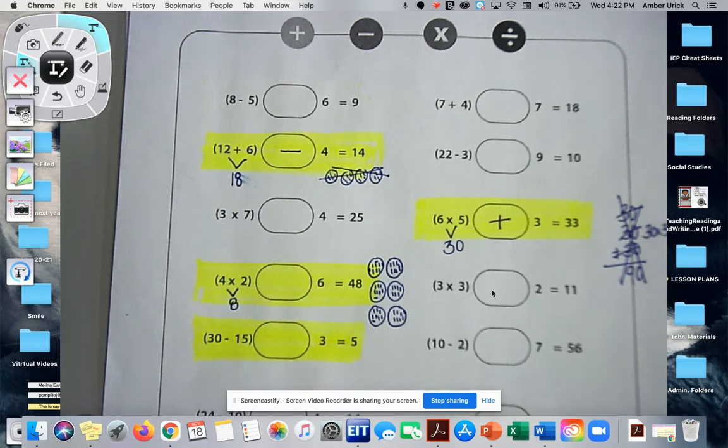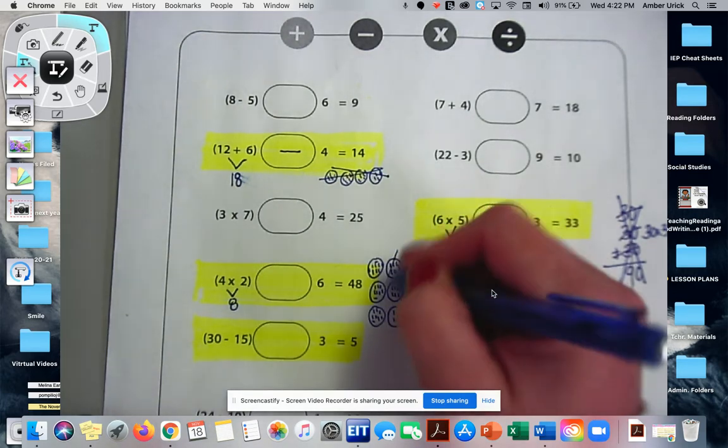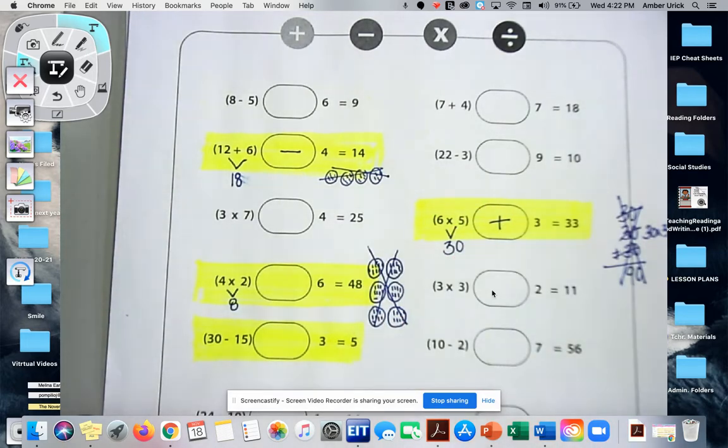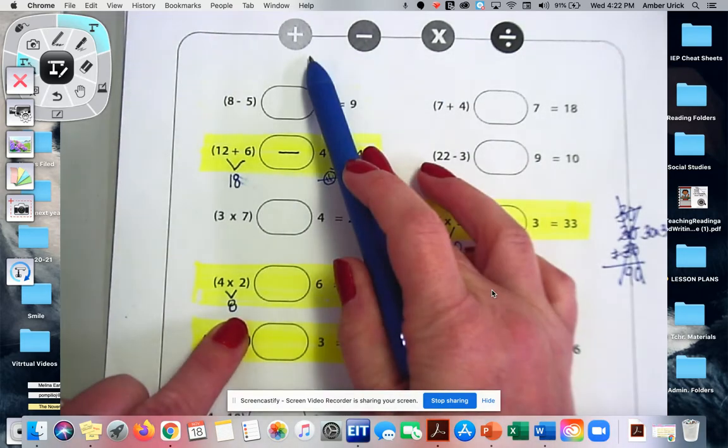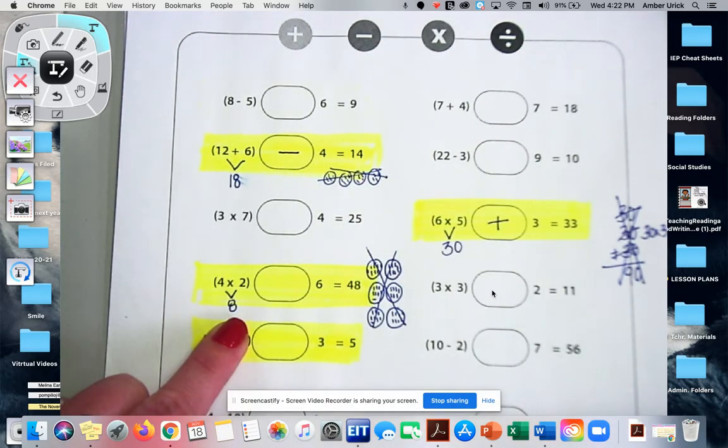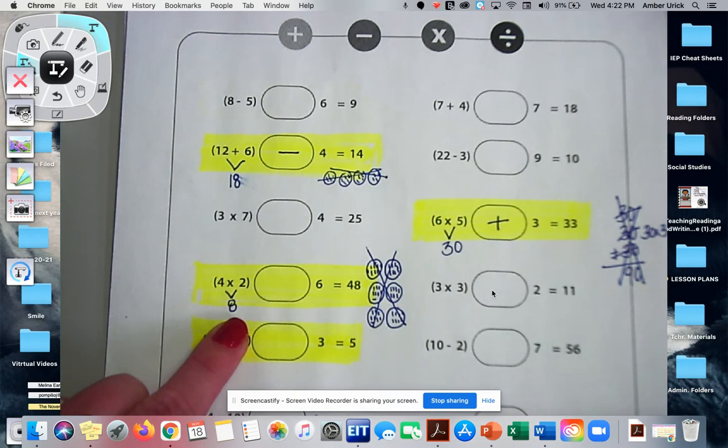What happened? I guess I can't do it that way. I'm not sure what to do. So, am I adding or am I multiplying? How else could I try?